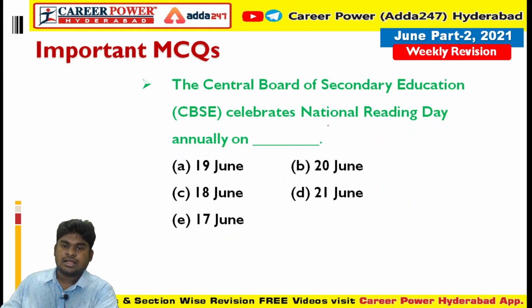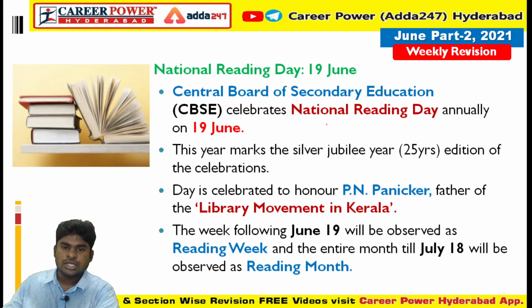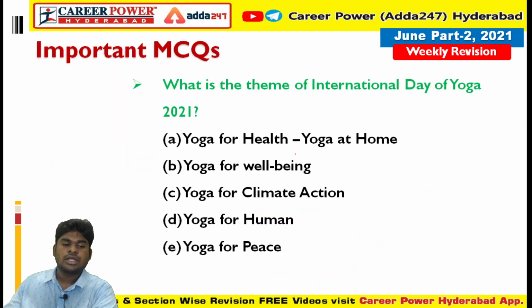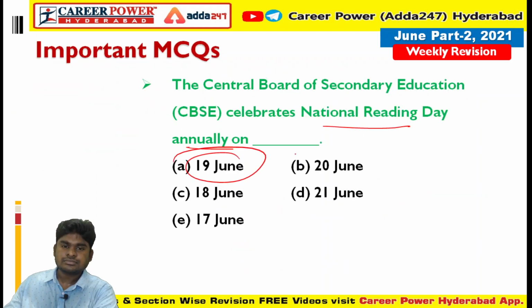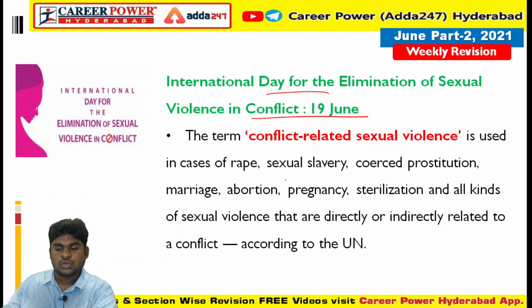National Reading Day is observed on 19th June. This is observed by the Central Board of Secondary Education, mainly to honor the library movement in Kerala, the father of the library movement in Kerala, PN Panicker. So please remember National Reading Day 19 June and International Day for Elimination of Sexual Violence in Conflict is 19th June.